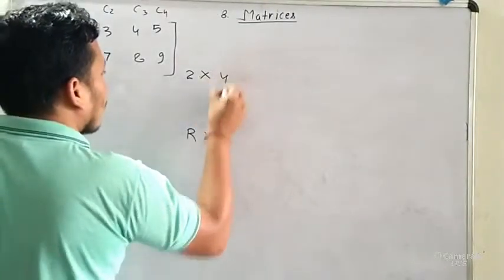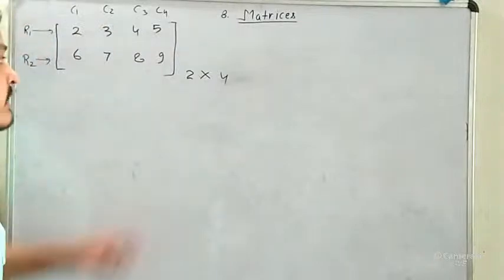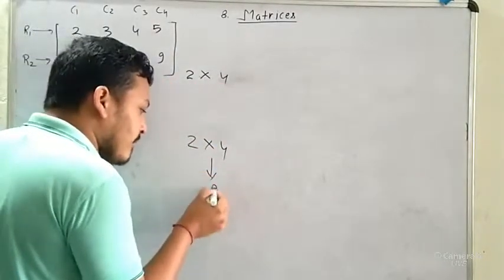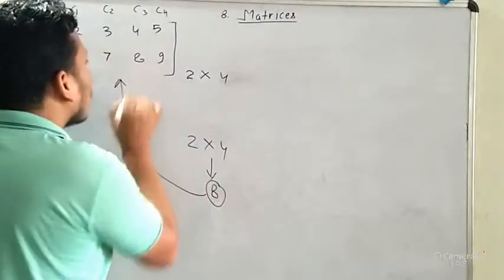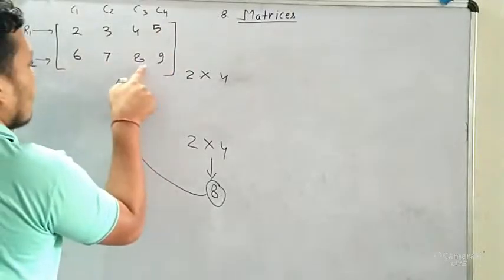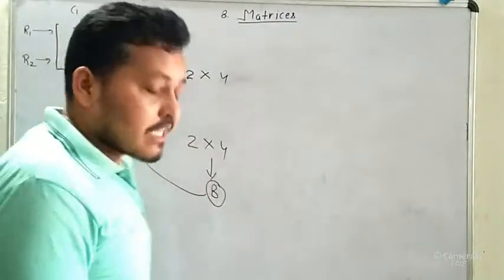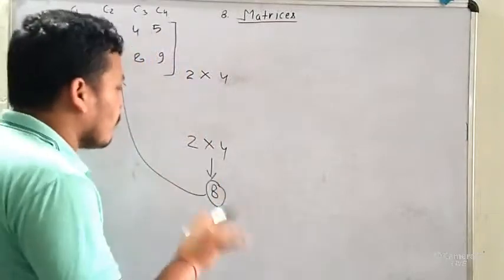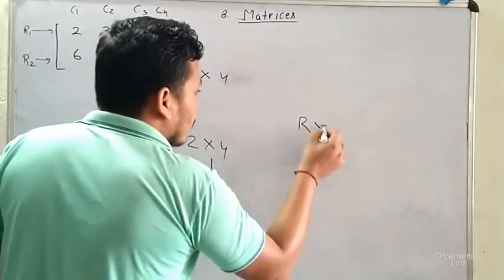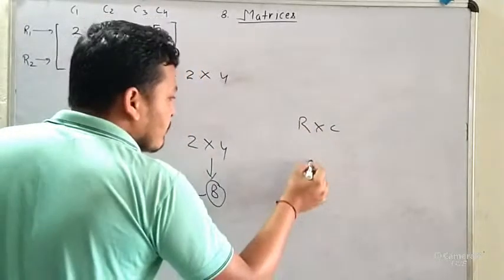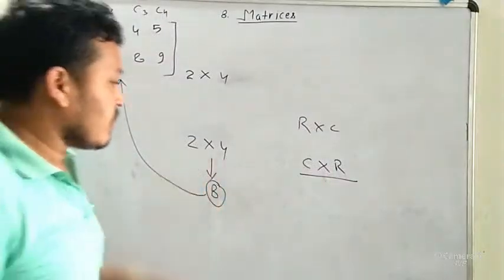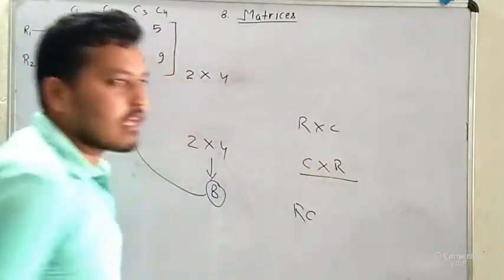So 2 into 4. And if your order is correct, 2 into 4, your number of elements will be 8. You can check here how many elements are given: 1, 2, 3, 4, 5, 6, 7, 8. It means our answer is correct, our order is correct. But so many students made the mistake here. According to the order, it is row into column, but so many students write column into row. Many children make this mistake, so remember RC. Okay.